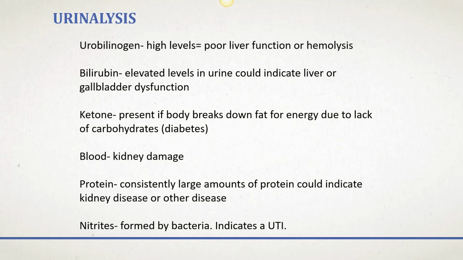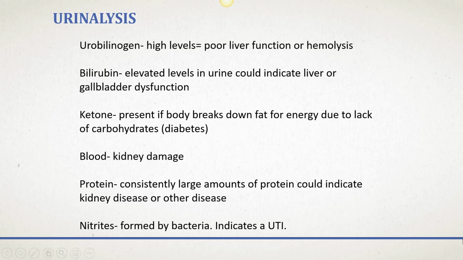Urobilinogen is a pigment that would be found in red blood cells. So if that's released suddenly, then that would indicate your liver is not filtering that out of the blood properly, or somehow, for some reason, you're having excessive hemolysis. Bilirubin: elevated levels in the urine could indicate liver or gallbladder dysfunction.